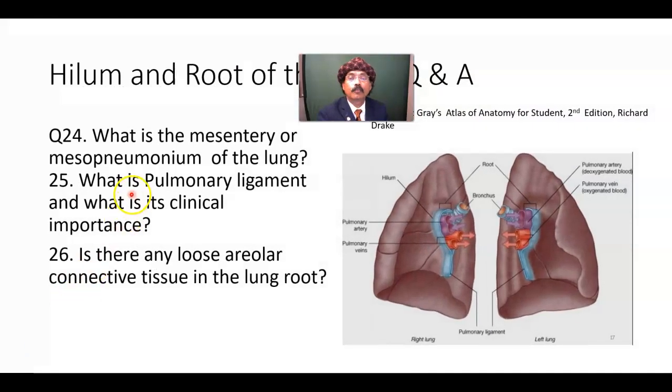Okay. What is the pulmonary ligament? How is it formed? Pulmonary ligament is formed at the lower part of the root of the lung by the approximation of the two layers of the mediastinal pleura. It extends up to the diaphragm here. And we have loose irregular tissue that helps to keep all these structures together.